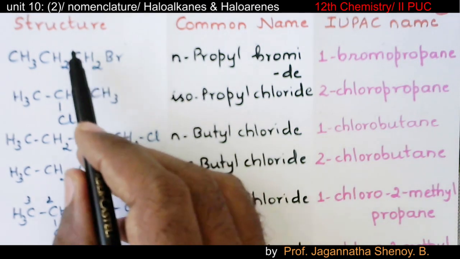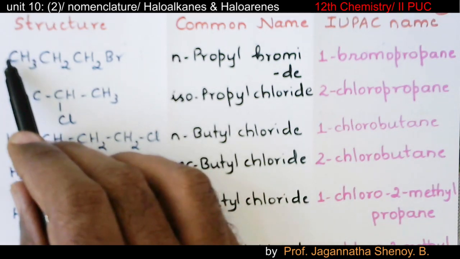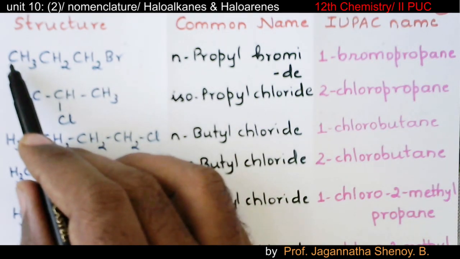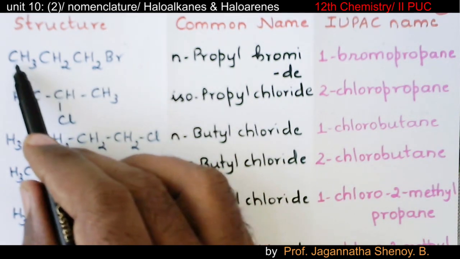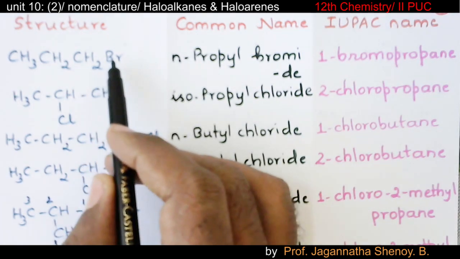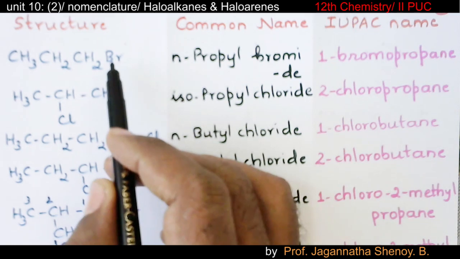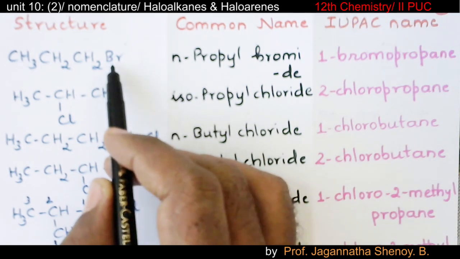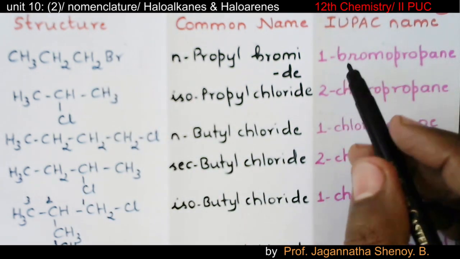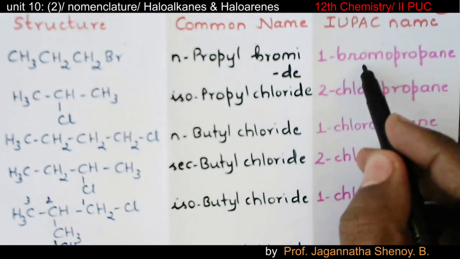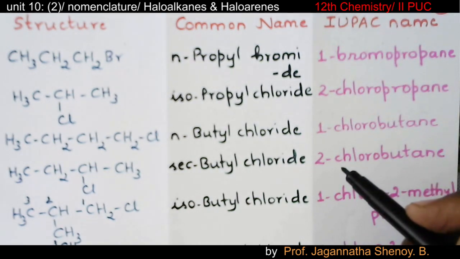When I consider IUPAC name, I have to start numbering the carbon atom from the carbon atom carrying the bromine atom. So this is the first carbon atom, second and third. So root word has to be prop. All the carbon atoms are connected by single bonds, propane, and on the very first carbon atom you have bromo group, and you know that this halogen group can never be a principal functional group. That's why the halo is always used as a prefix. So, what is the IUPAC name of this compound? On the first carbon atom, we have bromo group. That's why I call it 1-bromopropane. That is the IUPAC name.